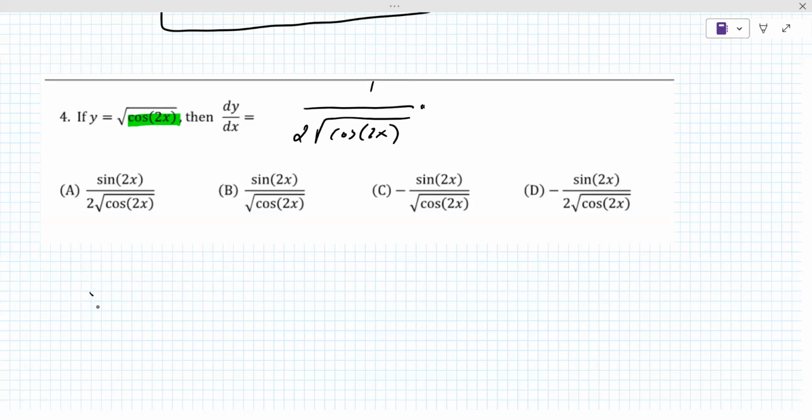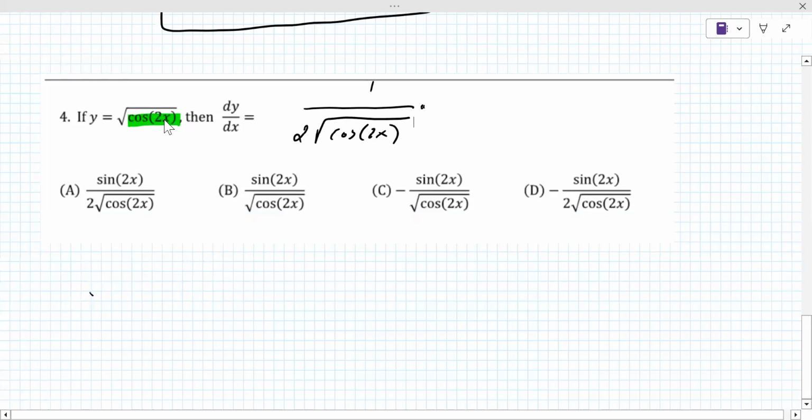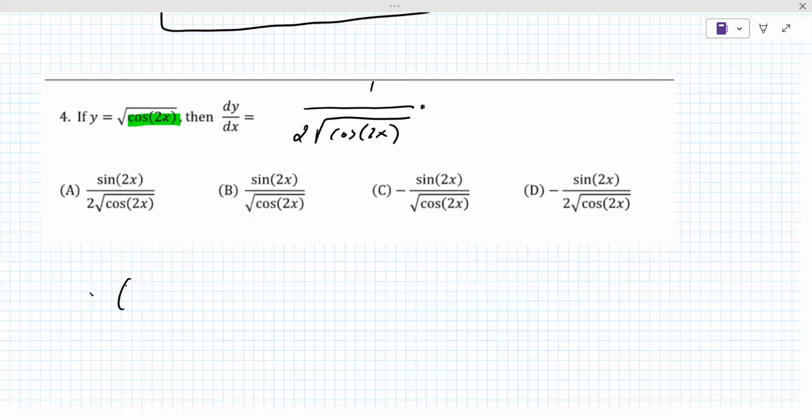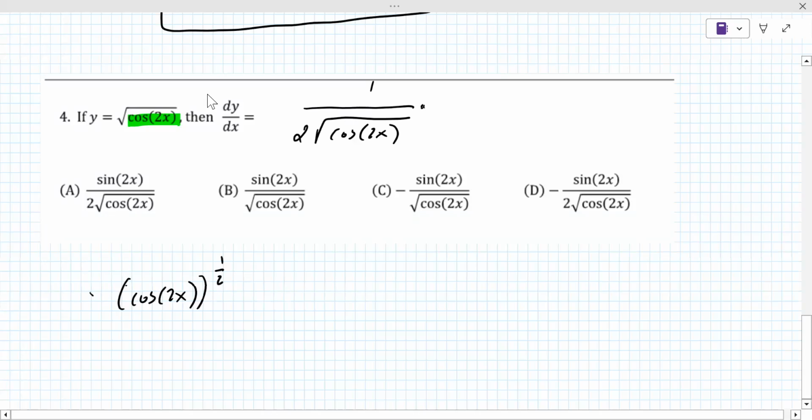Yes. Wait, no. So what do we find the derivative of? Well, I'm trying to save you from having to write this as cosine 2x to the 1/2 power and using the power rule. I'm trying to show you this shortcut for taking the derivative of a square root that you will use over and over again, not just in this course, but in others. It's always 1 over 2 square root of whatever's inside the square root.